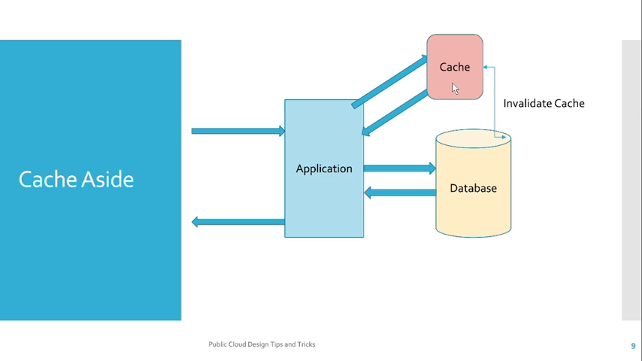So the key behind the cache-aside pattern is to invalidate the cache when there is a change in your data store. This is what the cache-aside pattern provides you as a solution.